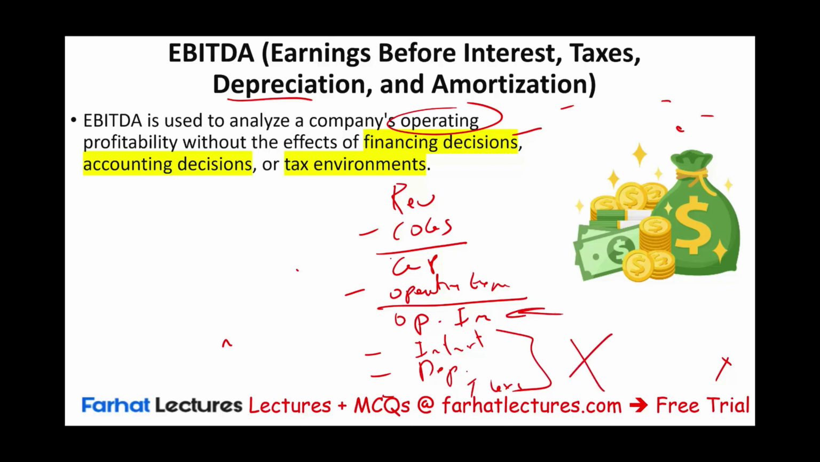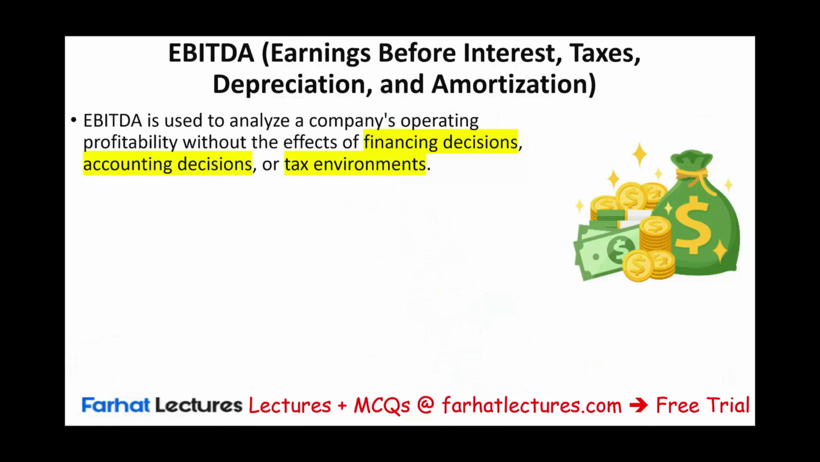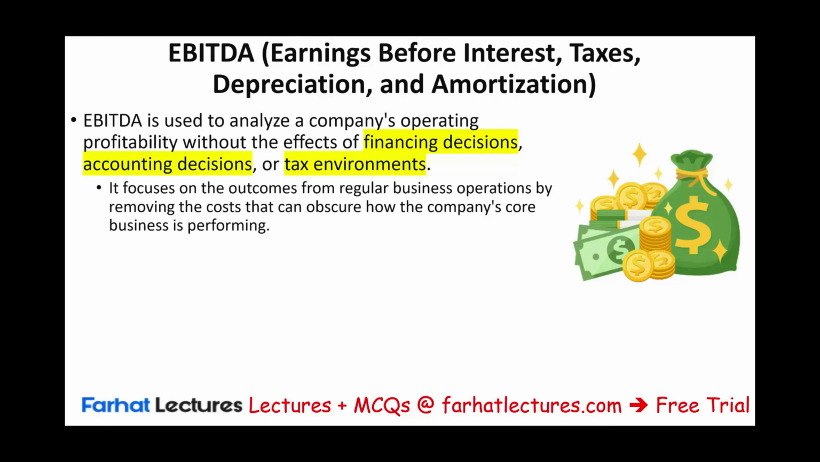Look here. Look at what I'm doing versus my cost of goods sold versus expenses to operate the business. Don't look at those other things. And I look good. How about that? Okay, that's basically what non-GAAP figures are. Trying to kind of make your financial statements look better than they are. It focuses on the outcome from regular business operation, which is the true measurement. If you want to invest in a company, you want to look at the regular business operation by removing the costs that can obscure how the company's core business is performing.